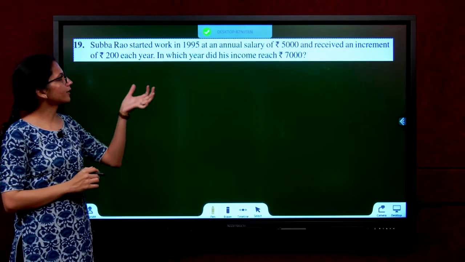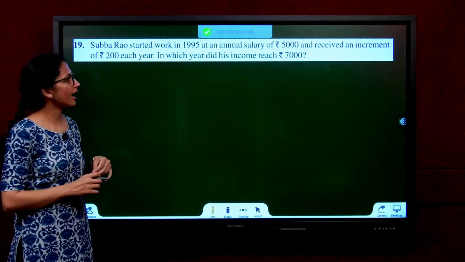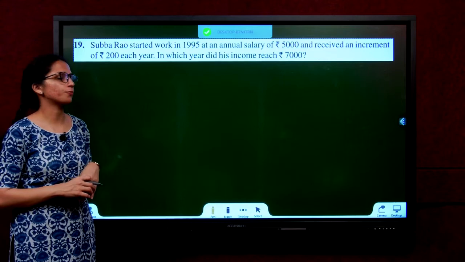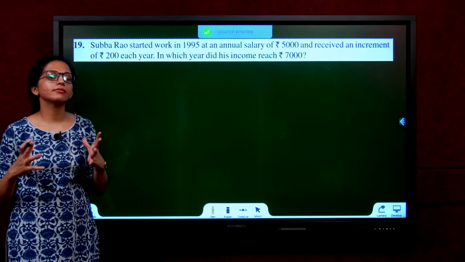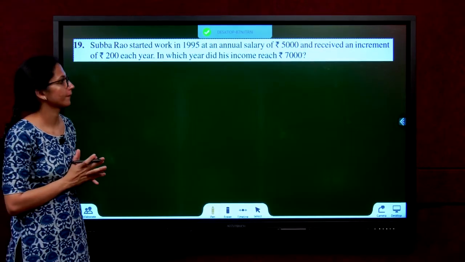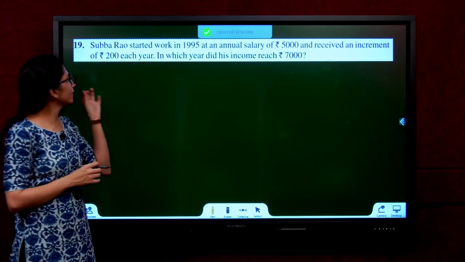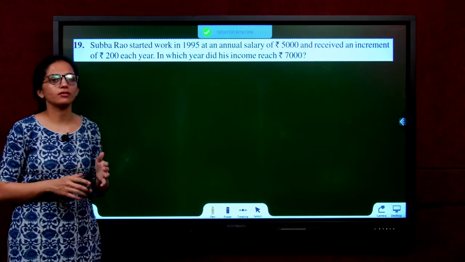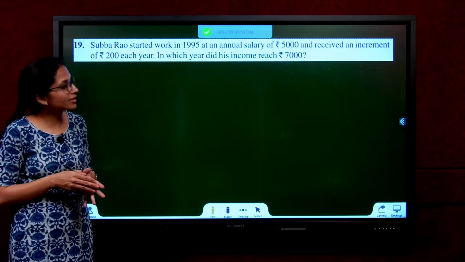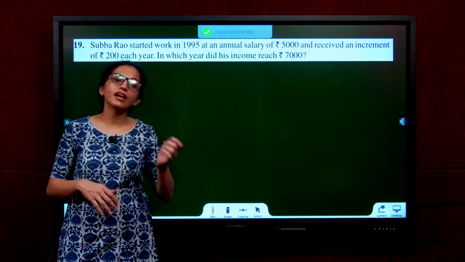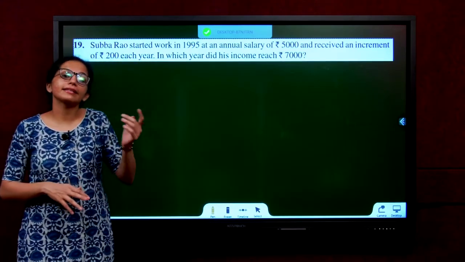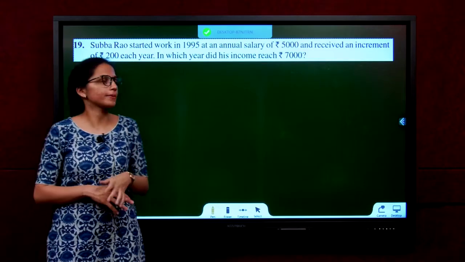Subba Rao started work in 1995 at an annual salary of 5,000 rupees. Means every year 5,000 rupees she was getting, and received an increment of rupees 200 each year. Let's say in this year she got 5,000 rupees. Next year her salary became 5,200 rupees. Next year it became 5,400 rupees.